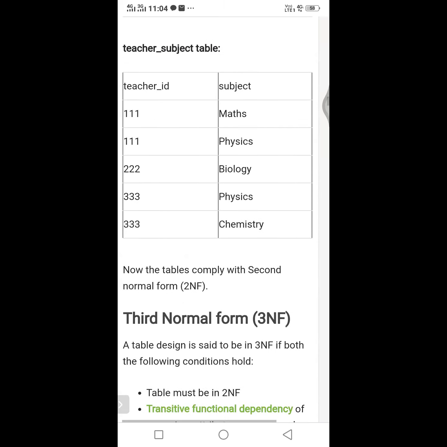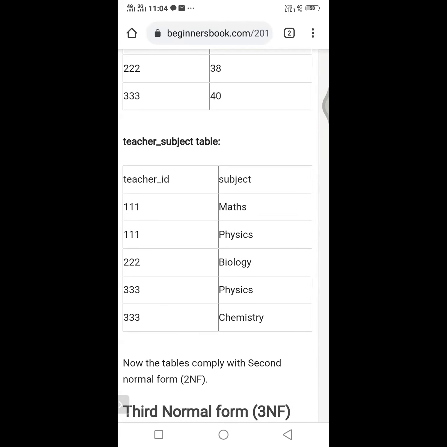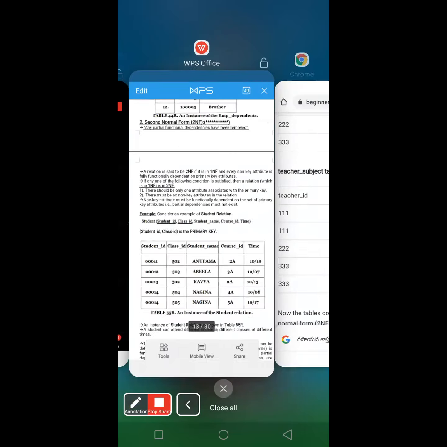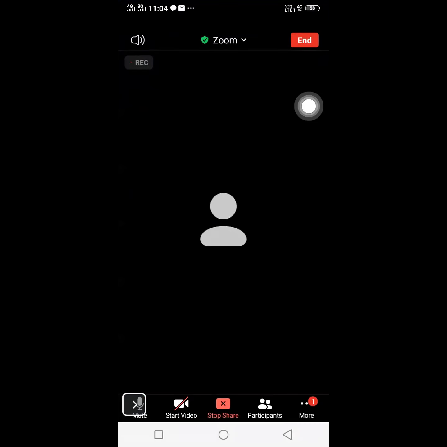I think the same example we already discussed in the last class. So I will try to explain one example. Please try to wait for some time.